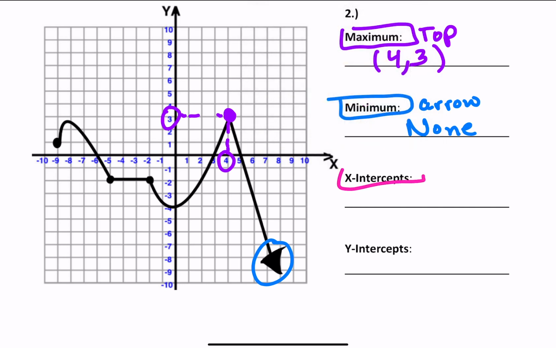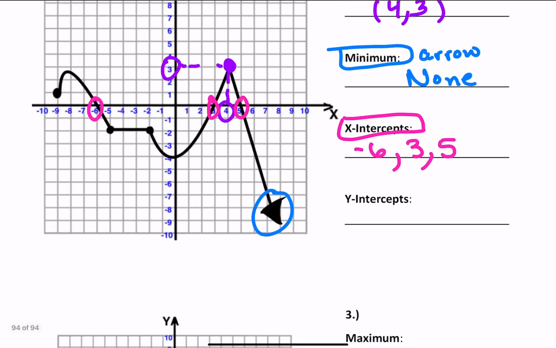X-intercepts, we have -6, then we have 3, and then we have 5. So that's where the graph passes through the x-axis. Y-intercept is on the y-axis, and the graph passes through the y-axis at -4, and that's it.